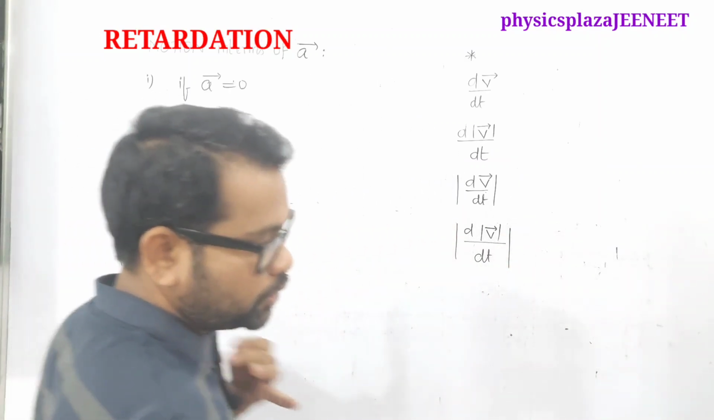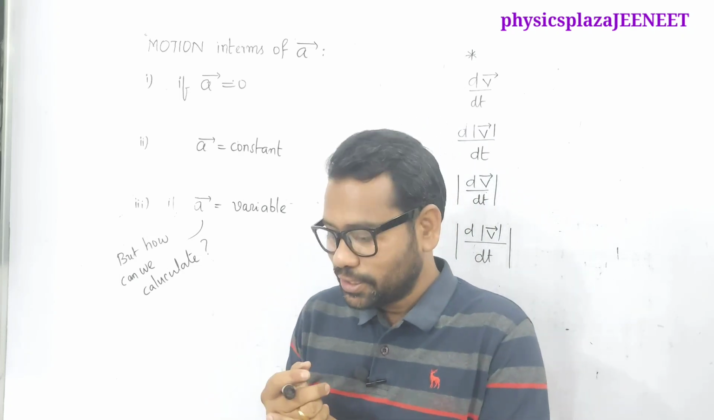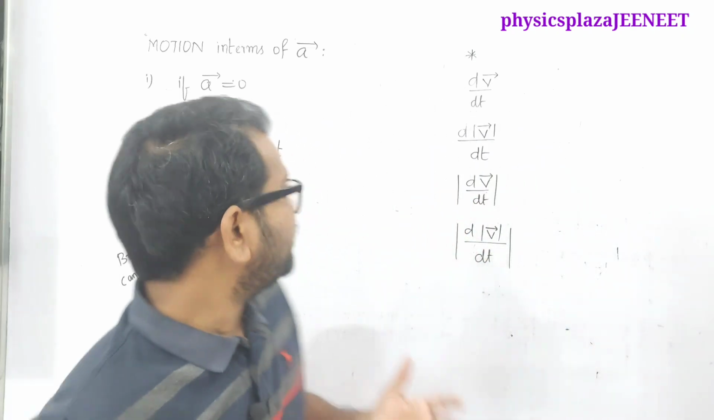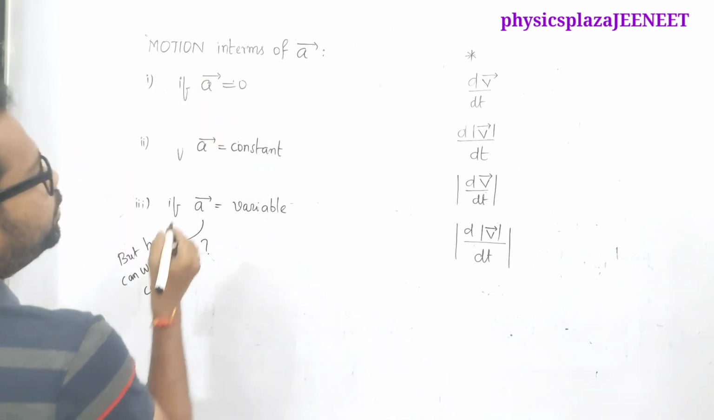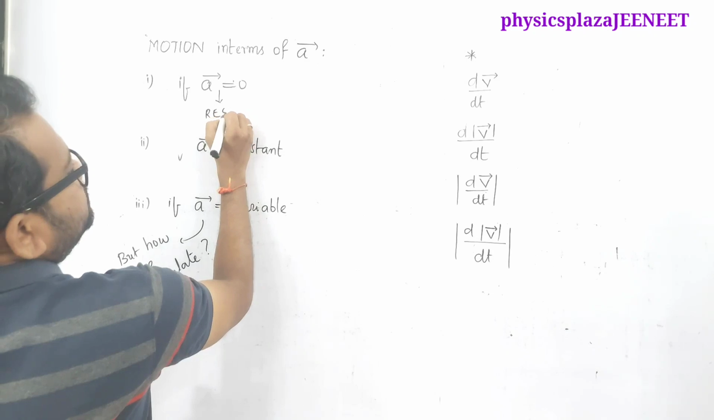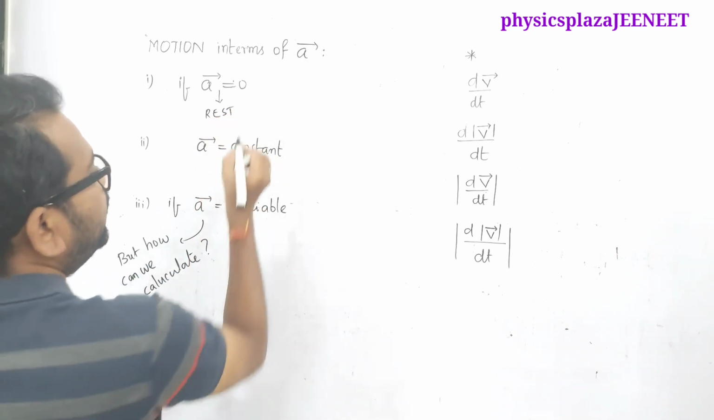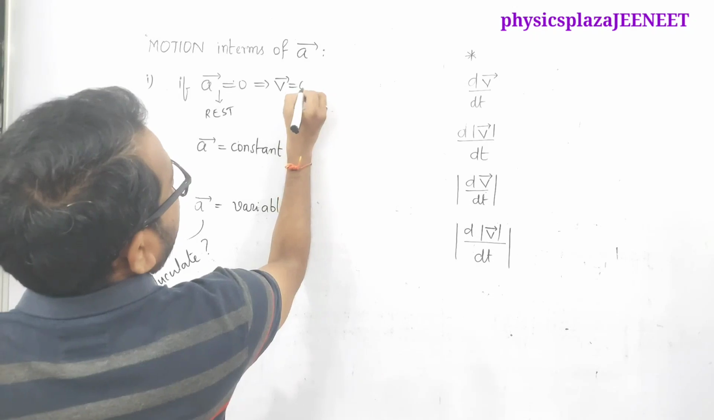Children, look at here. In terms of acceleration also we can discuss the motion. What is the meaning if the acceleration of the body is 0? Children, acceleration of the body is 0 means the body can be at rest. Yes or no? Yes, the body can be at rest. And here the velocity remains constant.